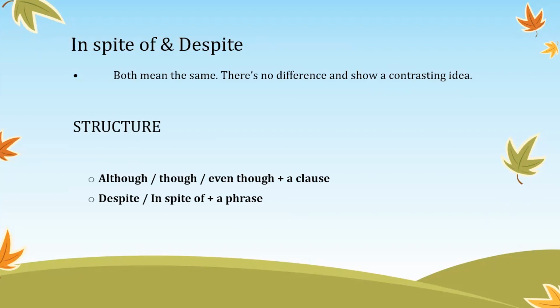And the most important thing is the structure, the way you use the connective and the rest of the sentence. Along with although, though, and even though, you have to use a clause. So a clause is a group of words which has a noun and a verb as well. But along with despite and in spite of, it's compulsory to use a phrase. A phrase means a group of words, but it should not have a noun and a verb like a clause.